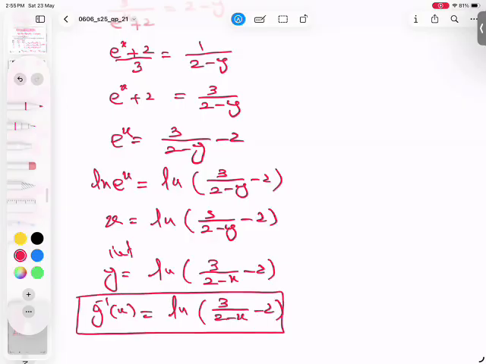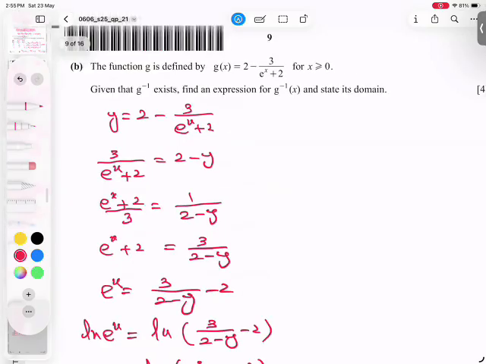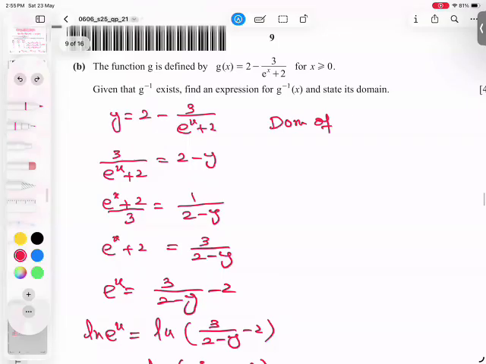Now my last part of the question is stating the domain. Very interesting part. This is a rule we have. Let me write it for you. The domain of the inverse function, I mean g inverse, is basically the range of the function. Okay, we will use this rule here, inshallah.